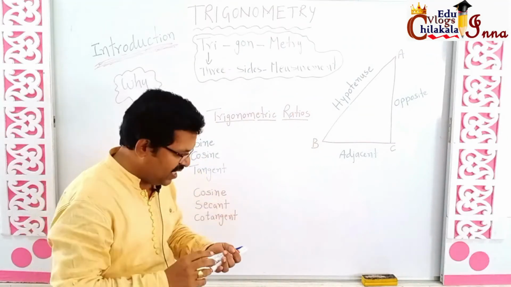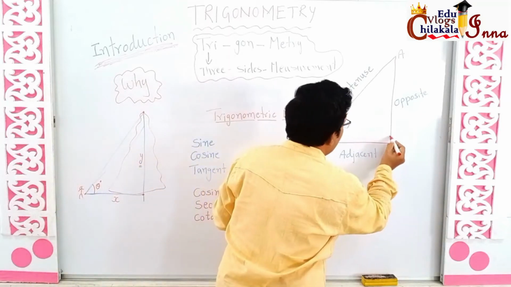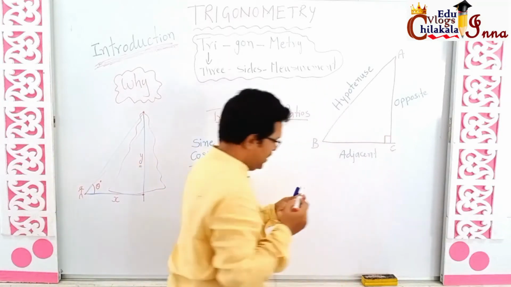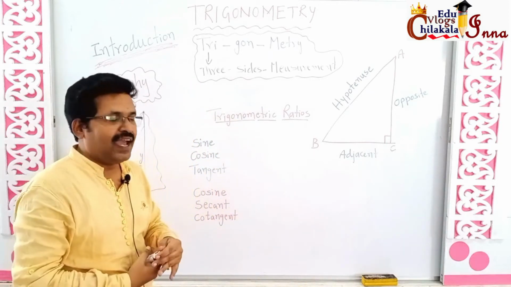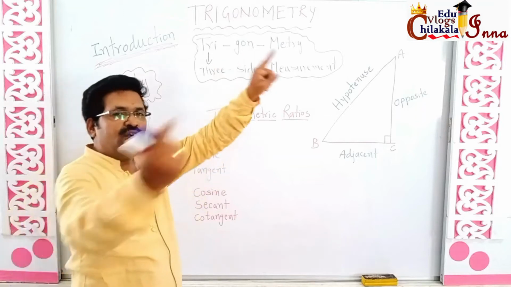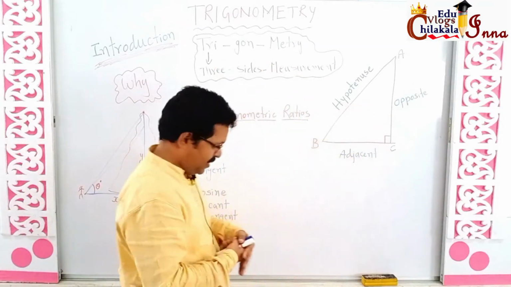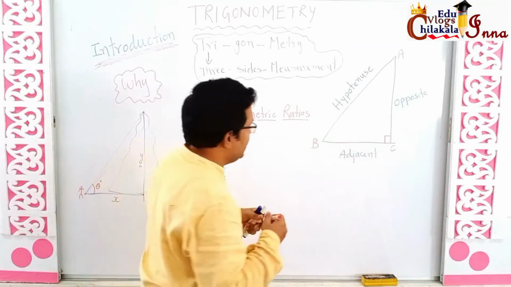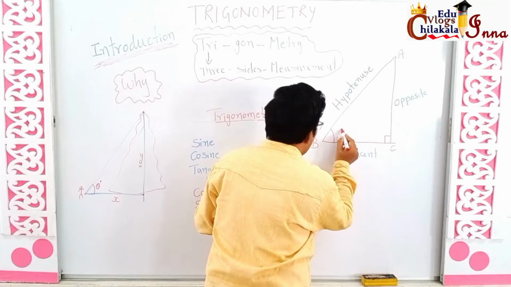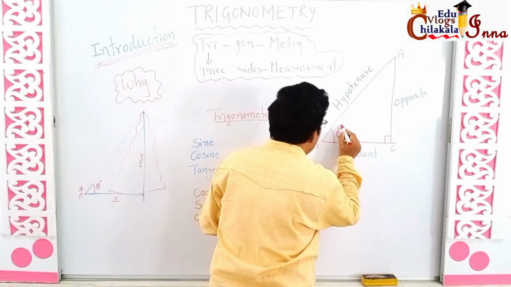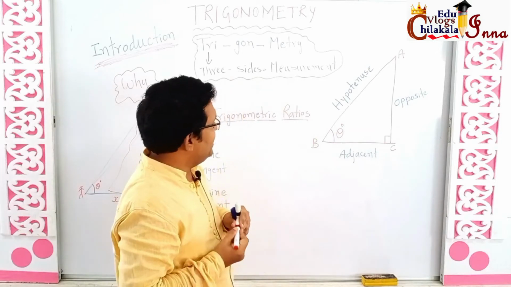Mostly in trigonometry, we will be using a right angle triangle. So how are we going to use this right angle triangle? All of you focus on it. Let me see what this right angle triangle is. In this right angle triangle, let me say this is one angle called theta degrees.